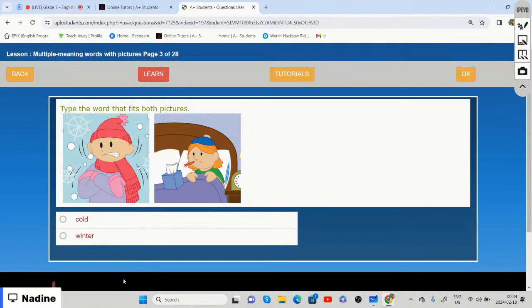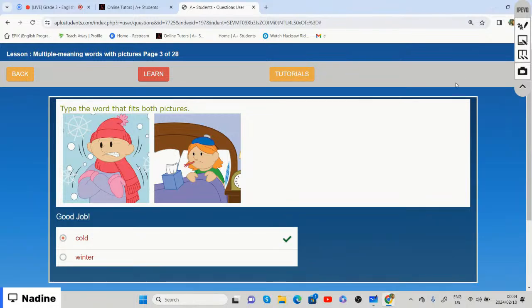All right. So if we look at both of these pictures, that is correct. The first picture basically shows maybe it's during winter time, it's maybe snowing, so it is very cold outside. So this person is freezing, this person is getting cold. And then the second picture shows that this person is sick. And another word for when somebody is sick is when they'll say, I have a cold, right? So well done. Cold is correct.